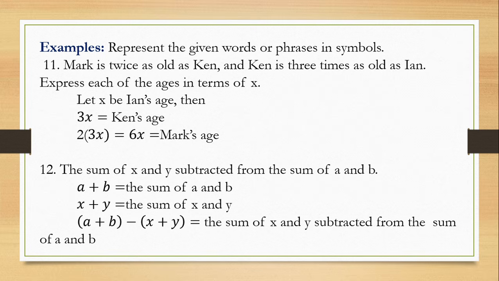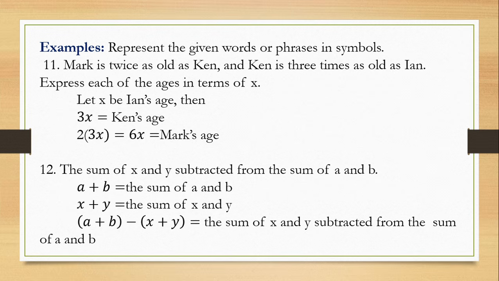Now, it says Ken is 3 times as old as Ian. And then Mark is twice as old as Ken. So we have twice the age of Ken, so 6x will be the age of Mark. Right? Very tricky, no? That is why you need to understand each word carefully.